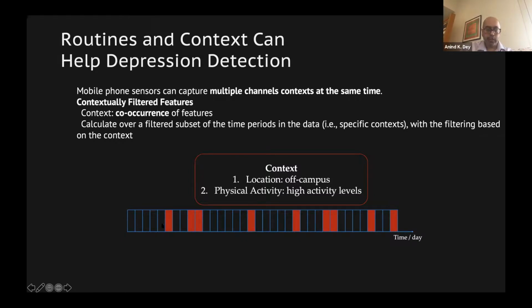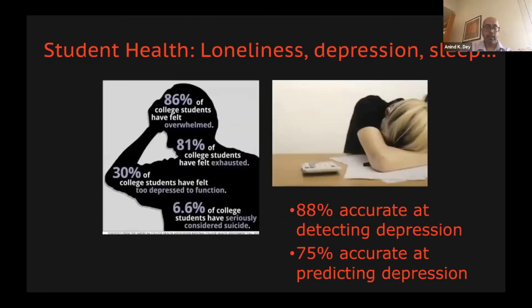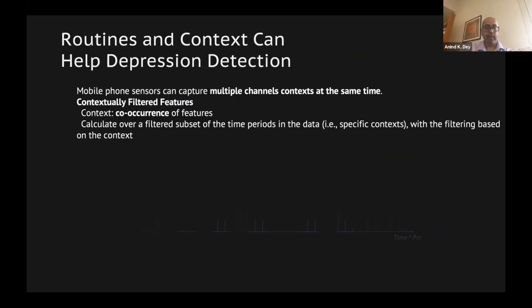So instead of just looking at location, instead of just looking at when people were physically active throughout the day, and looking at their location throughout the entire day, we instead pair those together by saying, let's look at physical activity, but only when they're off campus. So by pairing a piece of context within another context, we've developed this idea that we call contextually filtered features that enables us to hone in more closely on features that have higher degrees of signal. And those have allowed us to build these much more accurate systems that we're seeing here.